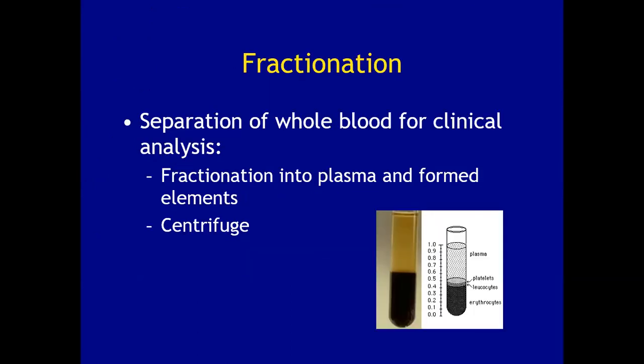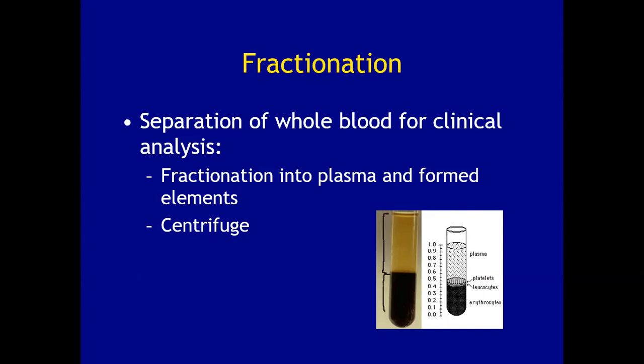We can do a process to separate this blood. It's called fractionation. We use a machine called a centrifuge, and this centrifuge spins a sample of blood very, very quickly, and it allows those red blood cells to make their way to the bottom. The leukocytes then layer on top of the red blood cells. They're a little larger. And then on the very top, we see the platelets. And then the stuff on the inside, above those cellular components, we see as plasma.